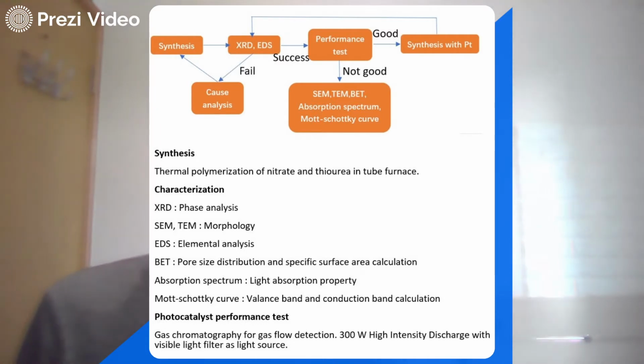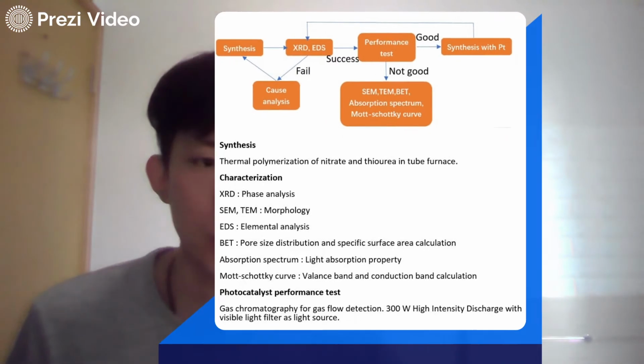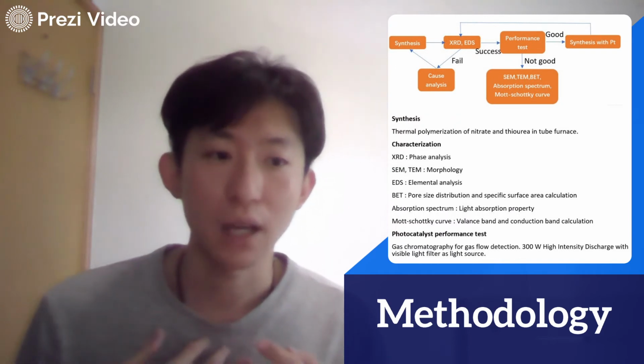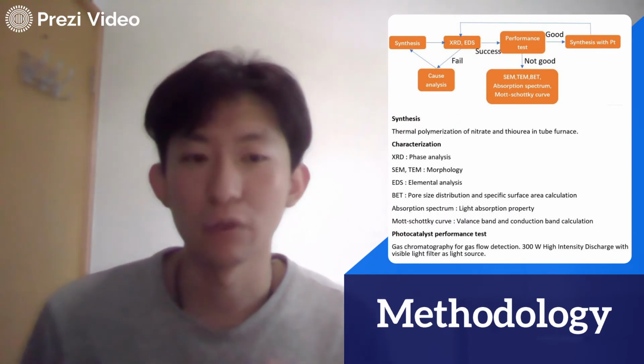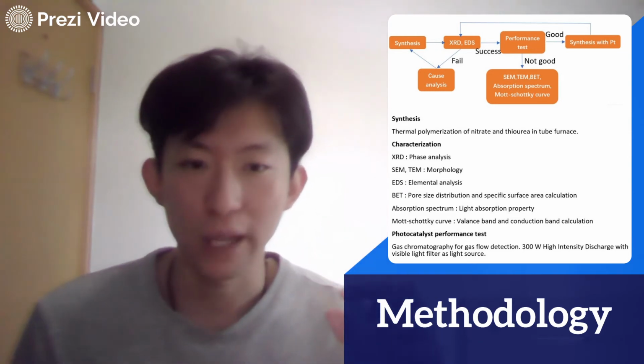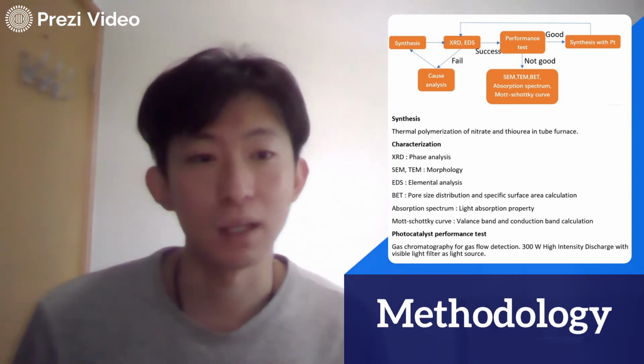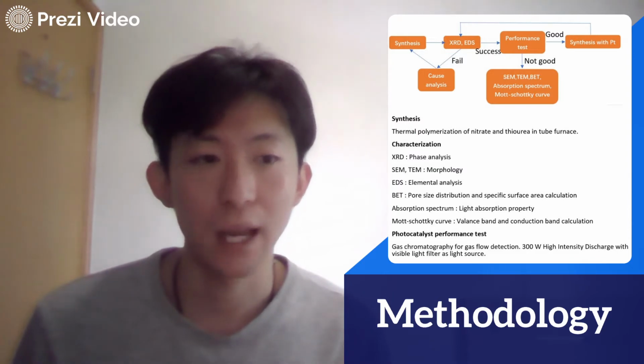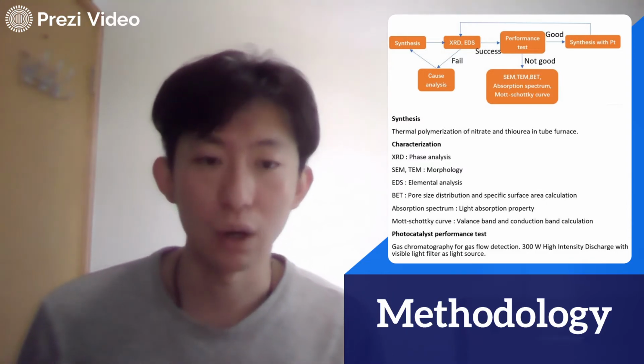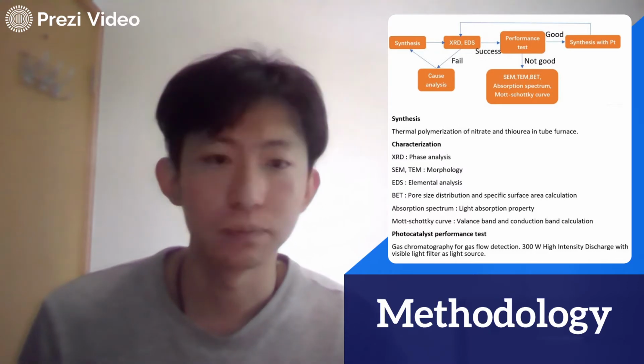Then is the photocatalytic performance test. Gas chromatography is used for gas flow detection, and I use a 300-watt high-intensity discharge lamp with a visible light filter as a light source. Also, I use silver as a donor to measure the oxygen evolution rate. You may ask, why don't I measure the hydrogen evolution rate? Because for some of the doped catalysts the band gap is too narrow, and the conduction band no longer meets the requirement of producing hydrogen. So I use oxygen evolution as a uniform criterion.